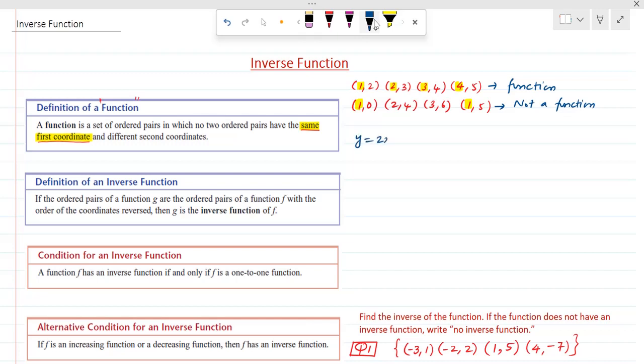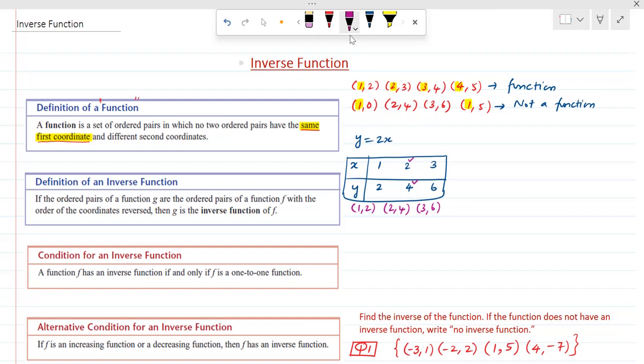I will take y equals 2x. What values can you take here? The x values I will take are 1, 2, 3. What are the y values? The y values are 2, 4 and 6. So this is the function, y equals 2x. If you see the coordinate points, you have 1 comma 2, then 2 comma 4, then 3 comma 6. So this is my coordinate set, and this is a function.